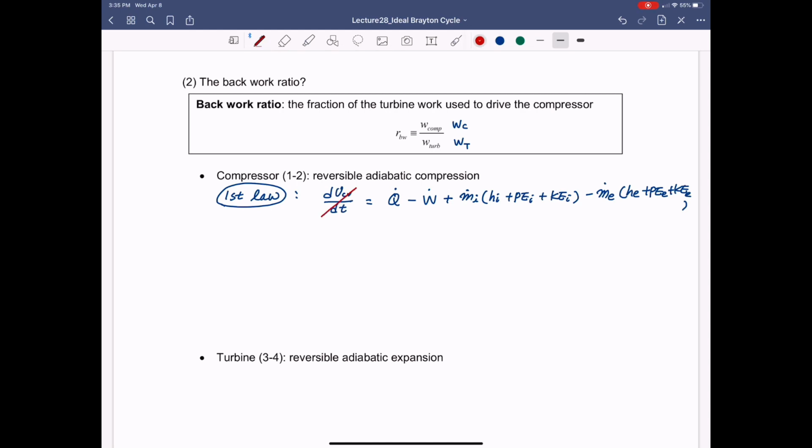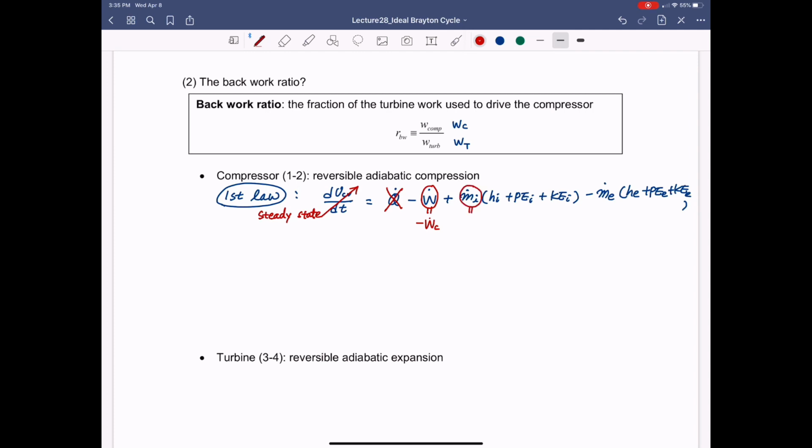We can remove this term because that is steady state. And we don't have to worry about this Q because that is adiabatic. And for the W dot, because your compressor needs work or power, we can write it as negative W dot C. The reason I put a negative sign in front of W dot C is because we need power input to the compressor.